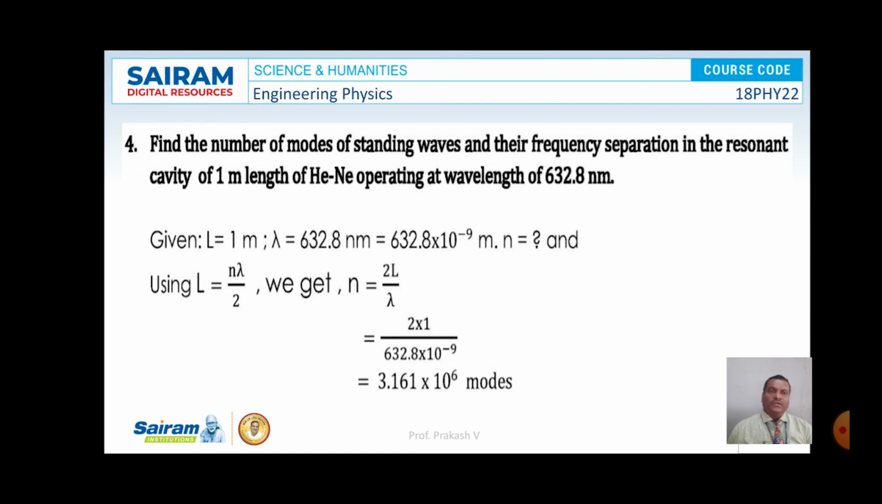So the value of L is n lambda by 2. Further, n can be written as 2L by lambda. Substitute the value of L and lambda here. Then on simplification, the number of modes n is equal to 3.161 into 10 to the power of 6 modes. So this is the solution for the given problem.